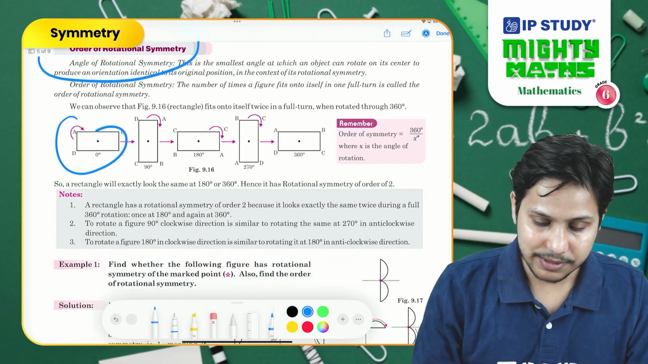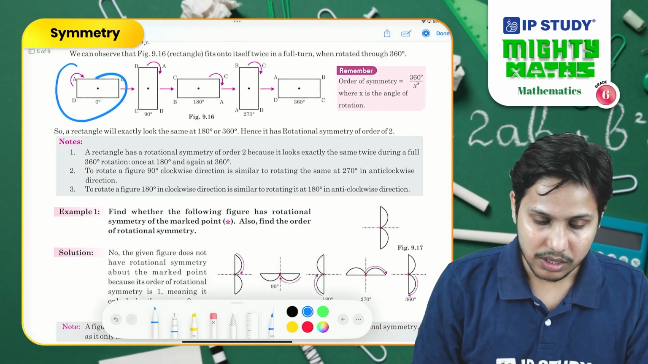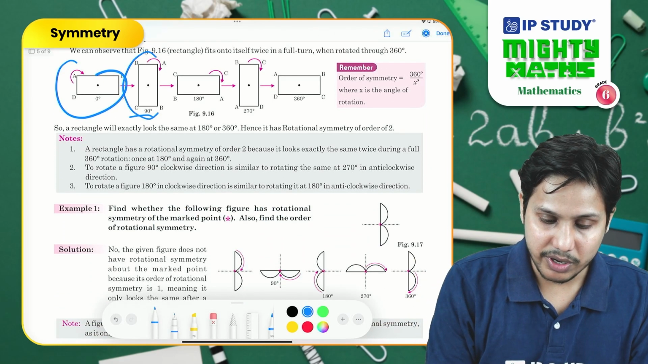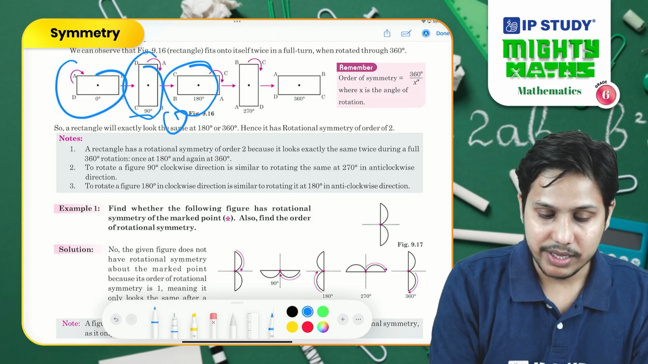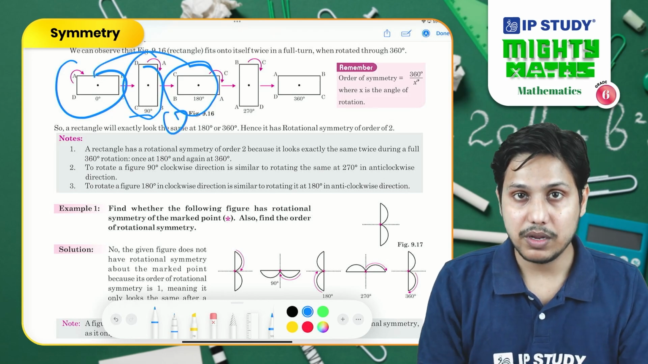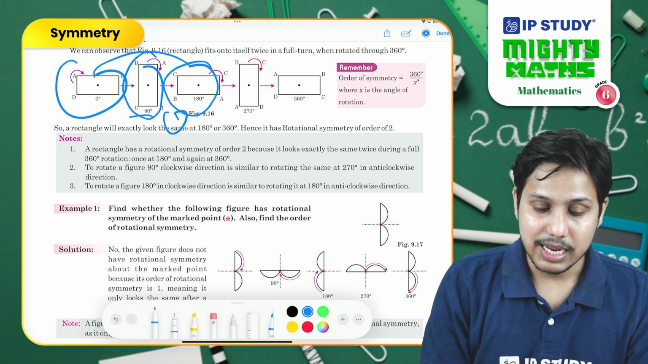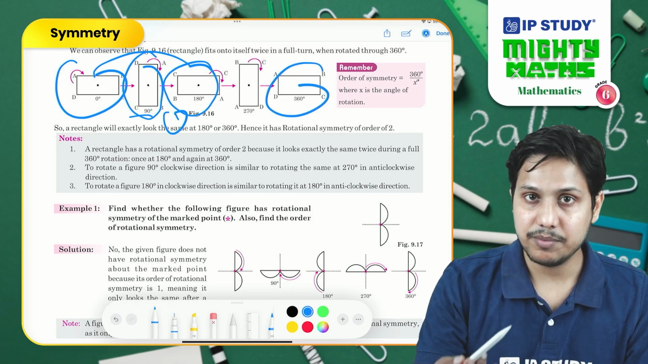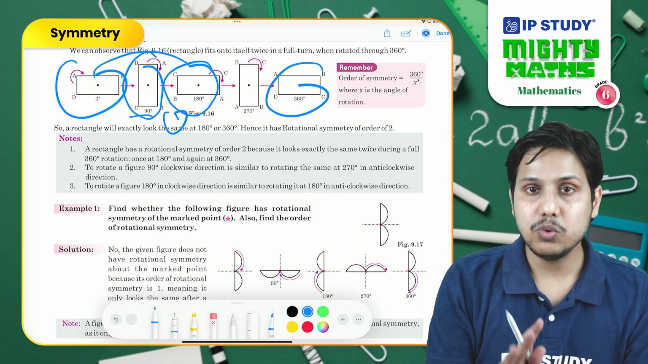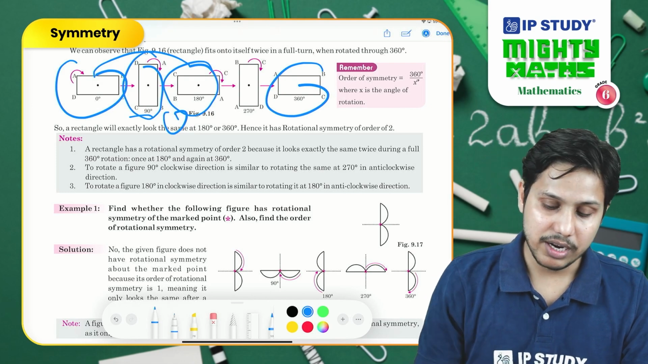Now we can see that at 90 degrees it will look like this, at 180 it will look like this. So this was the first time when the figure was exactly the same. Then at 360 degrees it again has the same orientation and same figure. So there are 2 orders of rotation symmetry for rectangles.